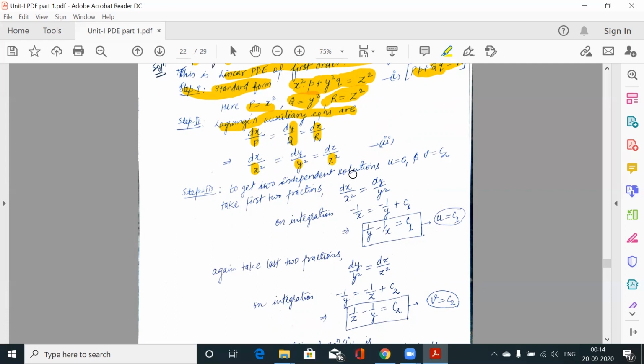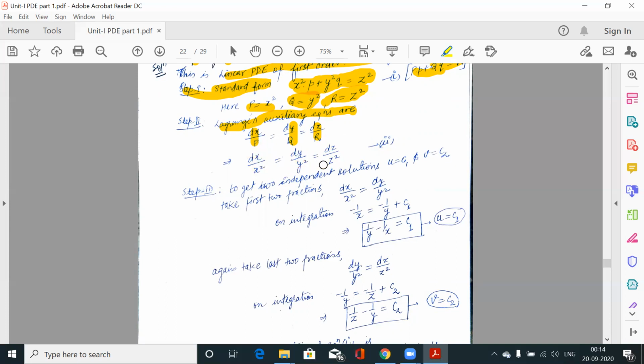Now the important step 3: how to get two independent solutions, two independent integrations. Now we can observe from these fractions that here we have x square, a function of x alone, under dx, and under dy we have terms only with y. Again, under dz we have terms only with z. So directly we can integrate.